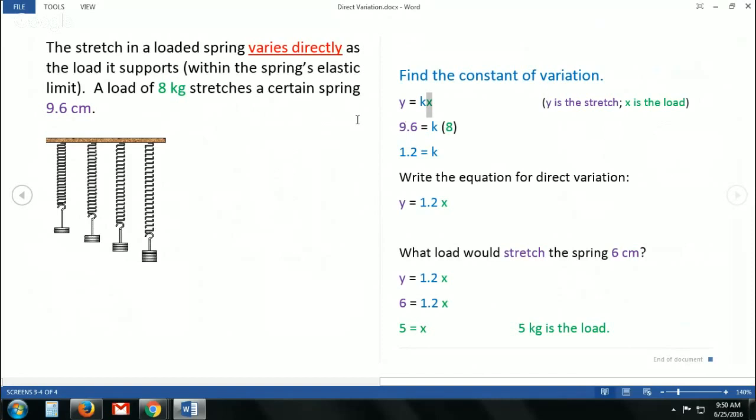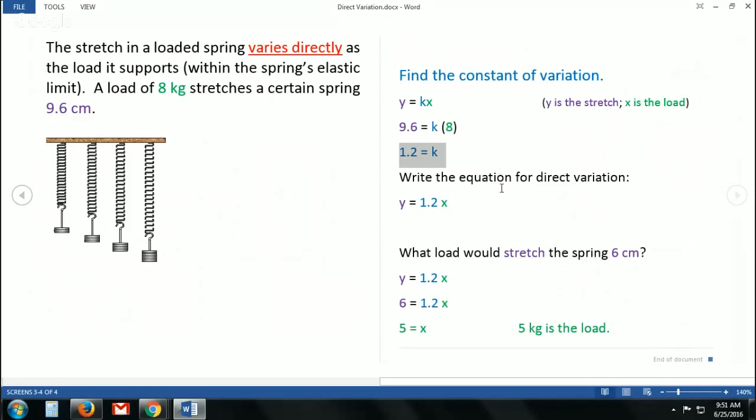So we were told 9.6 centimeters was the stretch. Let's put that in for y. We were told that the weight, 8 kilograms, is our load, so let's put that in for x. 9.6 is equal to k times 8. If we divide both sides by 8, we can find the constant of variation. For this particular problem, our constant of variation would be 1.2.